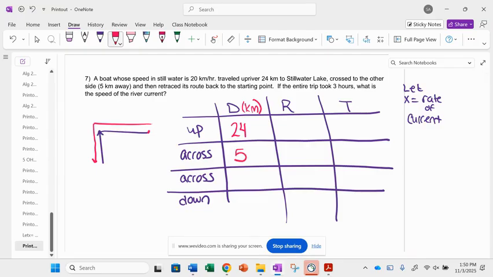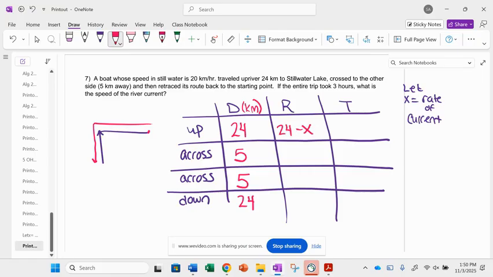But then didn't we then cross again to go back? So that's 5 again. And then since we're retracing our footsteps, what happens now to go down? How many kilometers is that? 24. Now, when we were going upriver, was the current working with us or against us? Against us. So this is going to be 20 minus X.